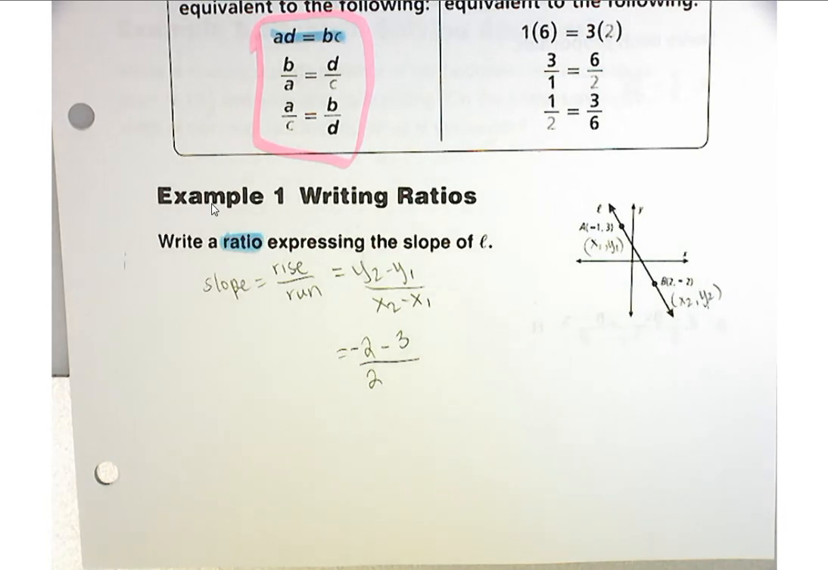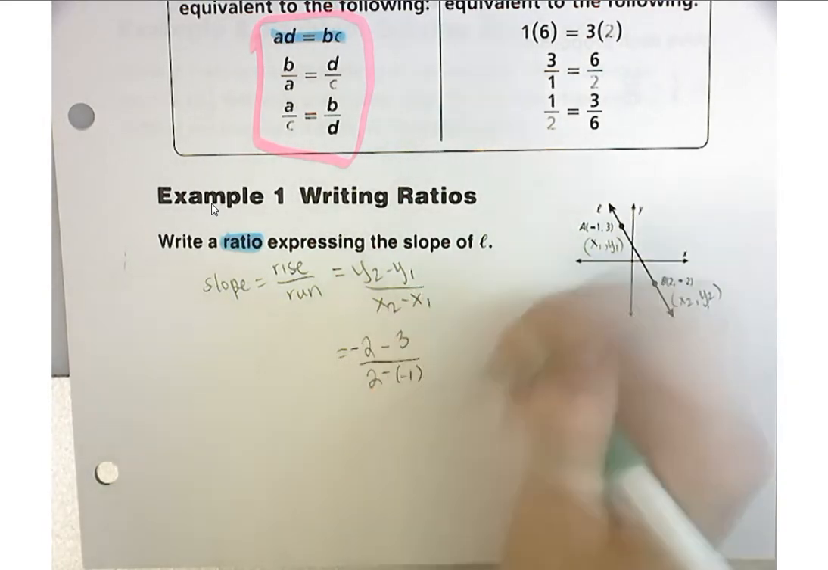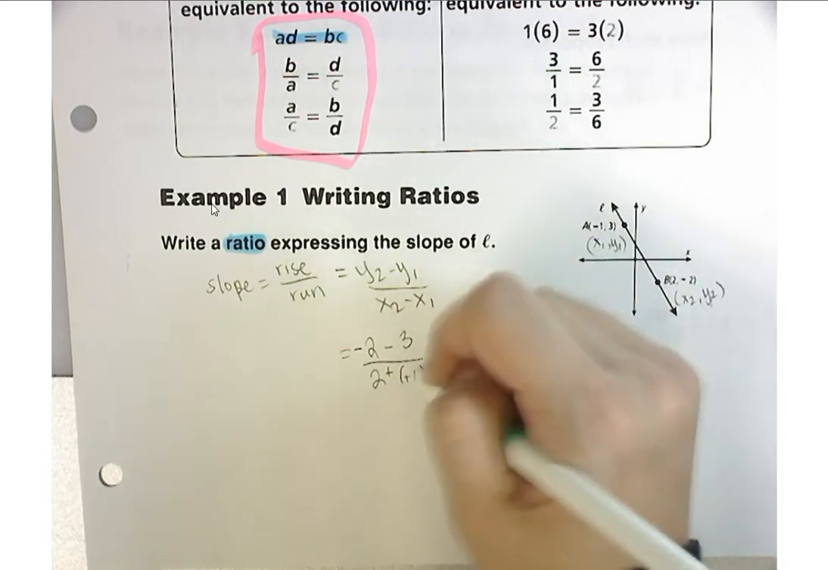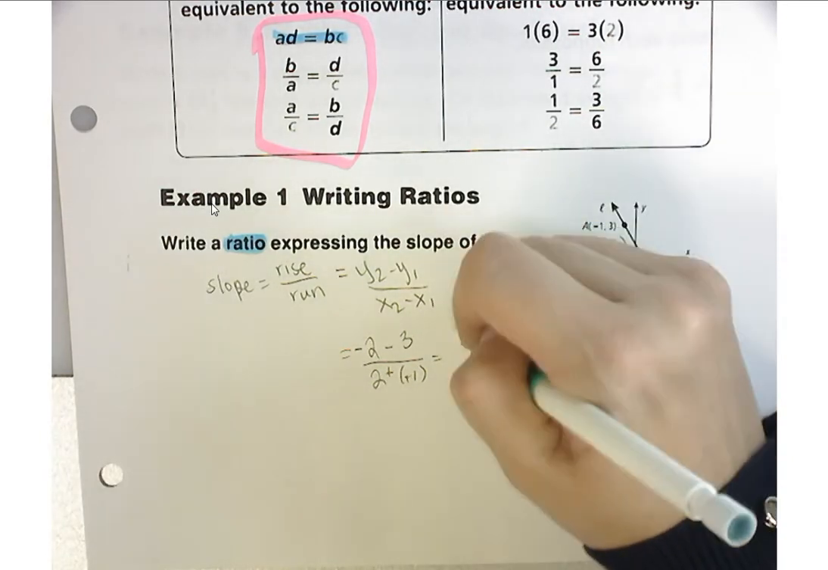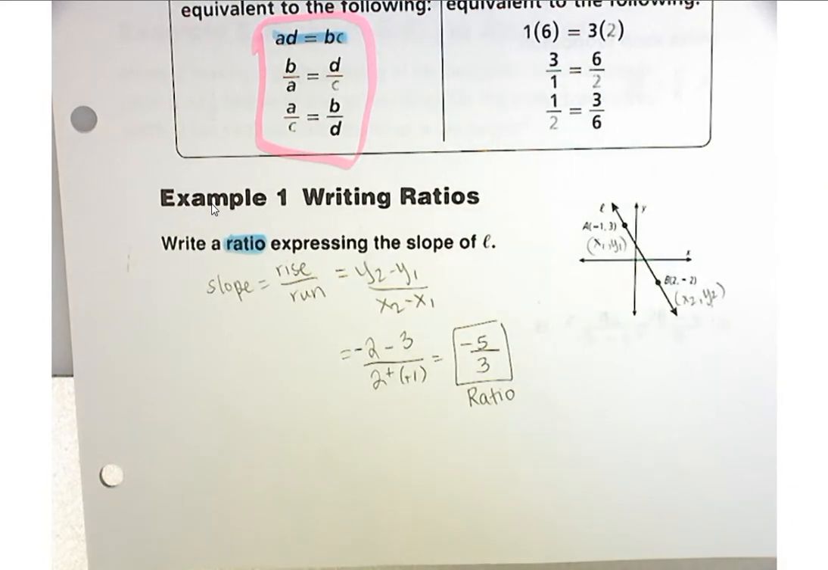Okay, so if it's 2 minus a negative, what happens? You end up adding, right? Minus a negative is plus a positive, so I do minus -1, and then I'll put plus a positive. So -2 minus 3 is -5, and then 2 plus 1 would be 3. So then your ratio is -5/3. Okay, so again, a ratio is just a comparison. Okay, and that's going to be in fraction form. So your ratio is just -5/3.